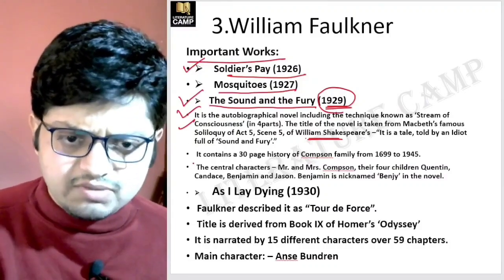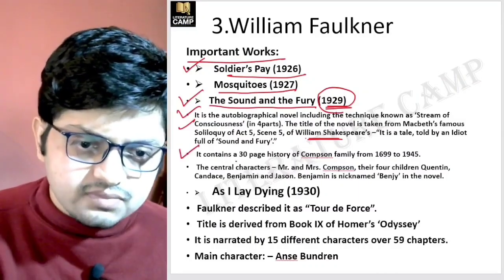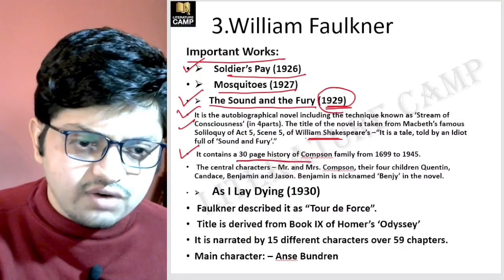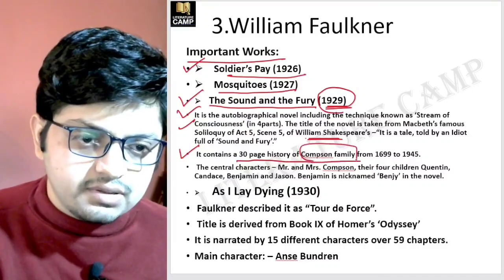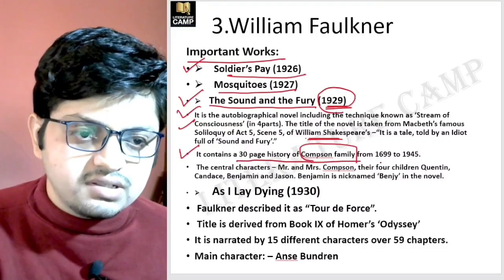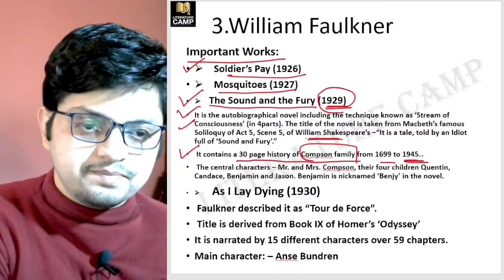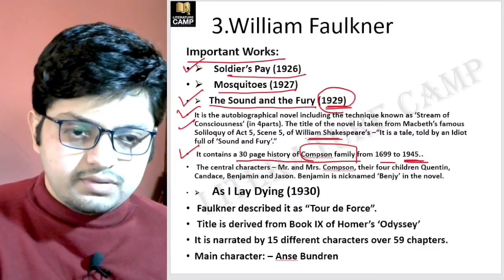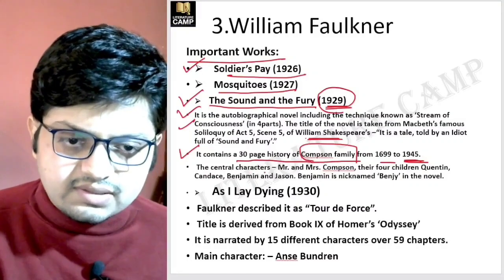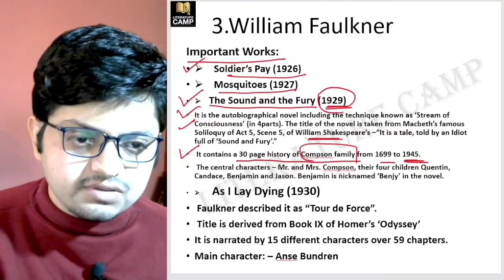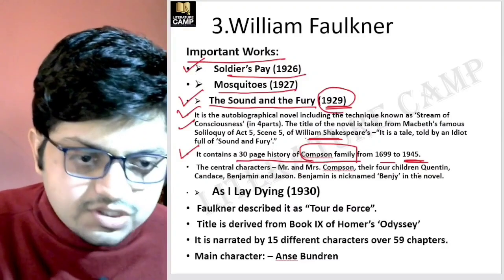Next information: it contains a 30-page history of the Compson family, from 1699 to 1945. So this story is about the Compson family. The central characters are Mr. and Mrs. Compson and their 4 children.